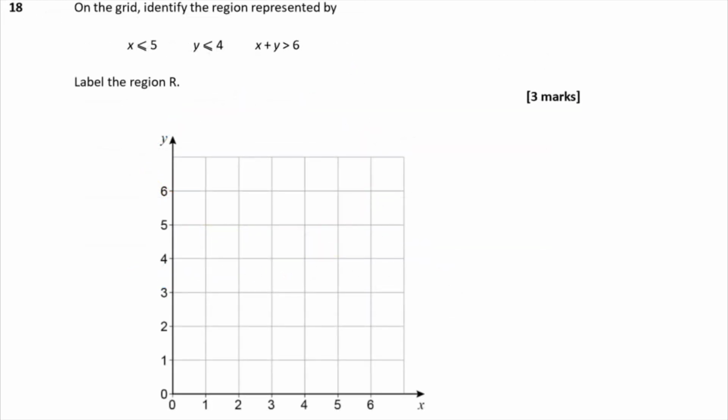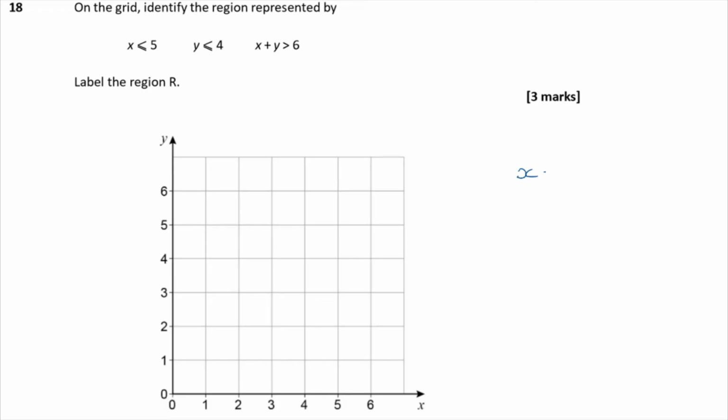Question 18, on the grid, identify the region represented by x is less than or equal to 5, y is less than or equal to 4, and x plus y is greater than 6. Okay, first up, I've got x is less than or equal to 5, so I'm going to draw the line x is equal to 5.